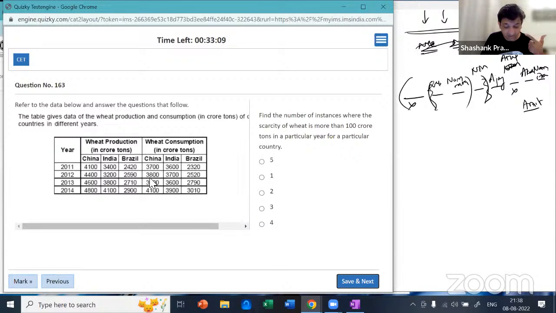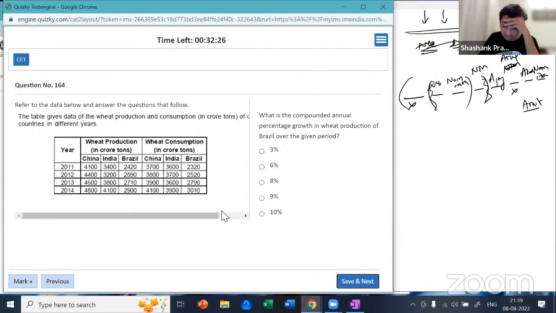One instance, 2 instances, 3. I think 3 instances. Okay, again, let me check once. Consumption should be greater than production by 100. So 3700, not bad. This is bad. This is okay. Bad. Okay. Slightly bad. Okay. And bad. So 3. I think this is fine.